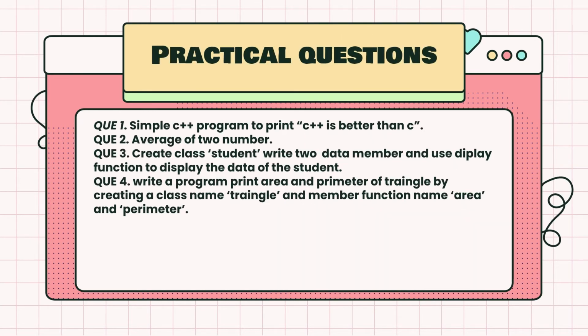Next, we have some practical questions which we do in this video. The first question is a simple C++ program to print C++ is better than C. And next is average of two numbers. Next question is create a class student where we write two data members. The student class contains two data members, and it also has a member function which displays the data of the student. And then question number 4: write a program to print area and perimeter of a triangle by creating a class named triangle, and member function names are area and perimeter. We have to create another class named triangle, containing member functions area and perimeter. In this program we have to print the area and the perimeter of the triangle.